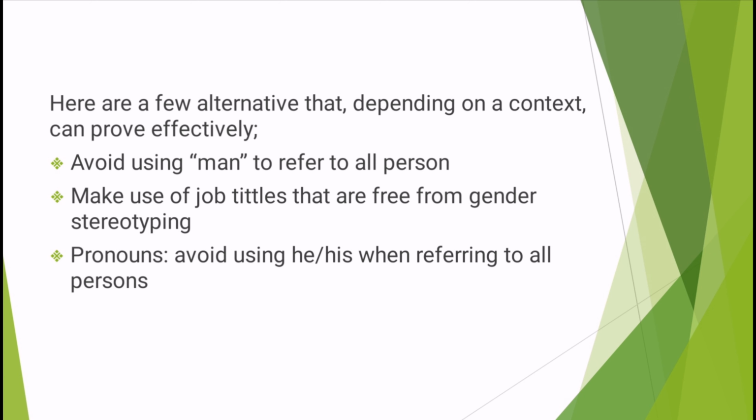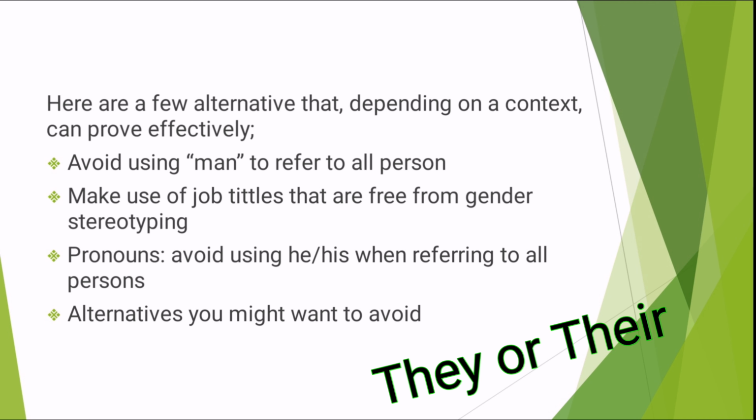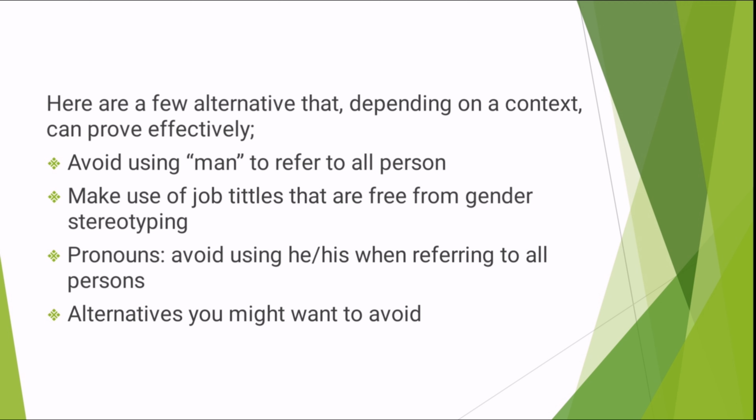The last alternative is one you might want to avoid: replacing he or she, his and her with they or their without pluralizing the antecedent. For example, if a student wants to succeed in class, all he has to do is complete his assignments. And it becomes, if a student wants to succeed in class, all they have to do is complete their assignments.